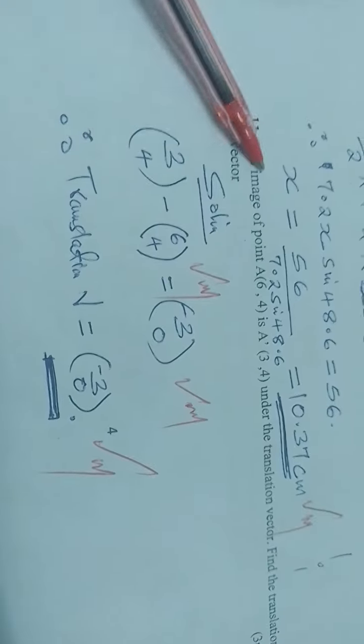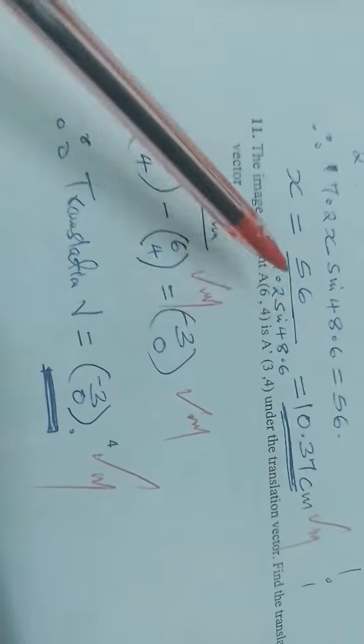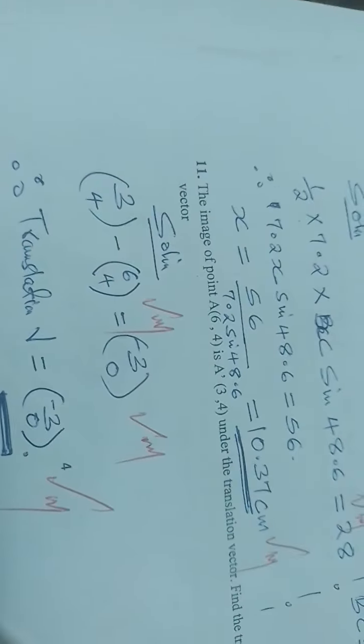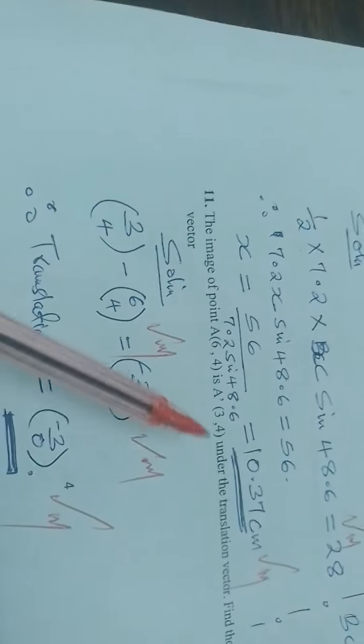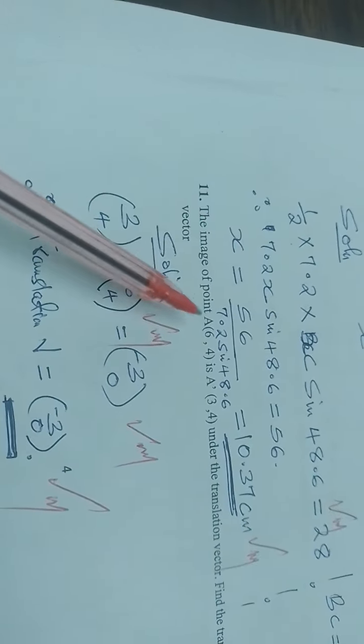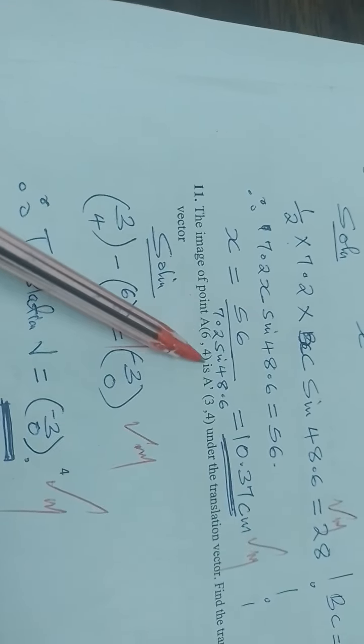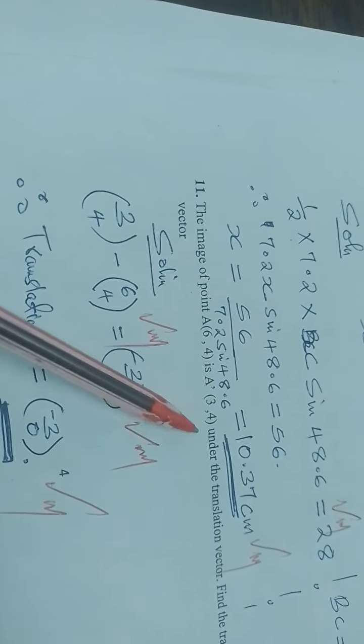I remember when you want to find the image and you have the translation and the object, you need to take the object plus translation, you get the image. And for this one, we have been given the image and the object: the object is (6, 4) and the image is (3, 4). How do you find the translation?